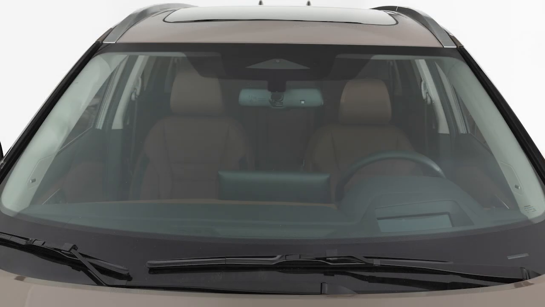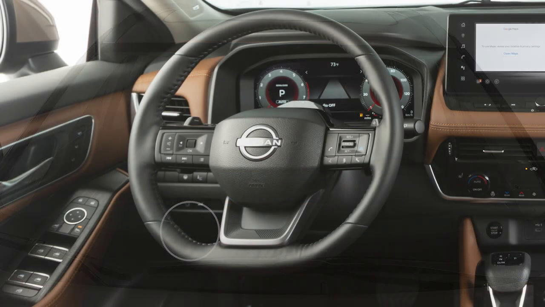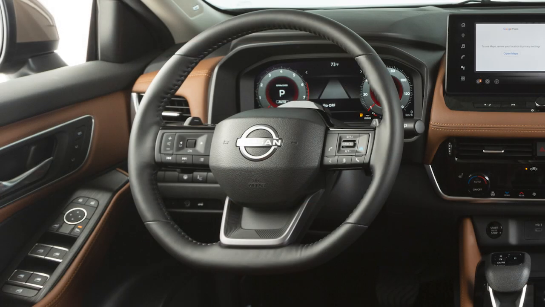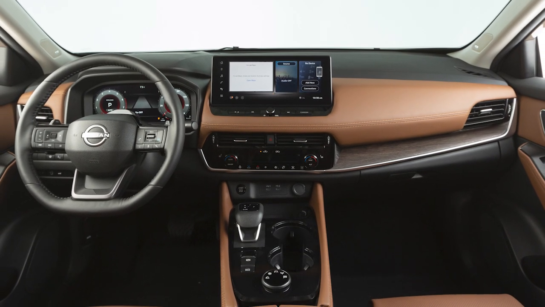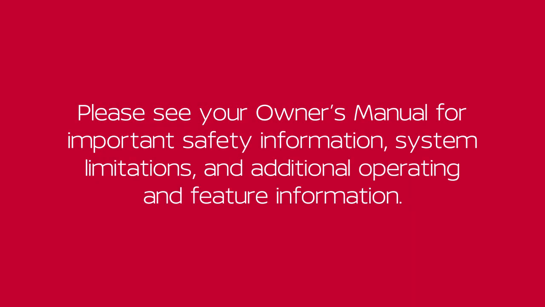There are temperature sensors on top of the dashboard and near the steering wheel that regulate the automatic heater and air conditioner settings. Please keep these areas clear of papers and other materials. Please see your owner's manual for important safety information, system limitations, and additional operating and feature information.